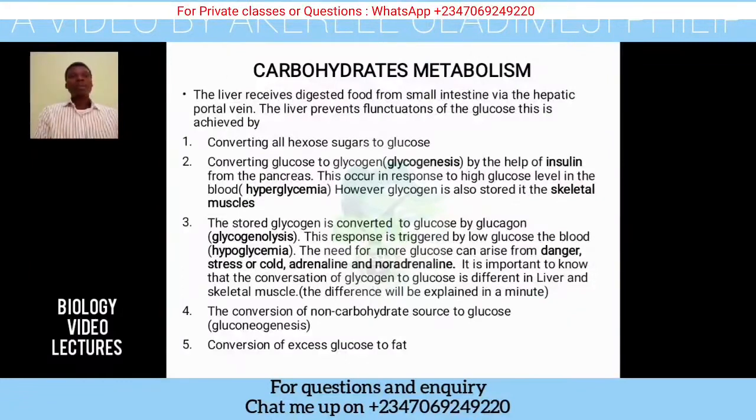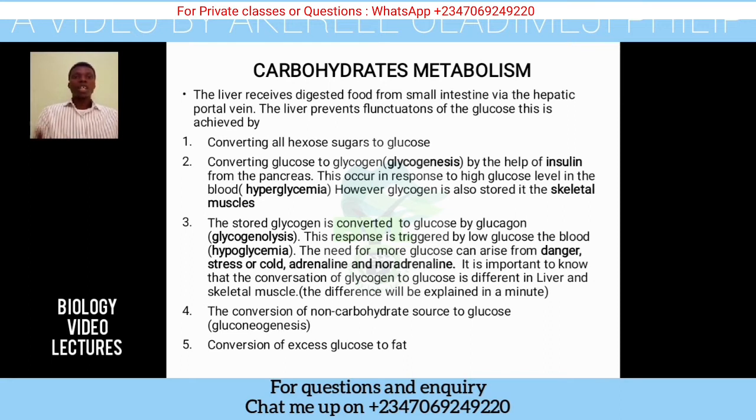So, carbohydrate metabolism. The liver receives digested food from the small intestine via the hepatic portal vein. We saw that. Now, the liver prevents fluctuation of glucose, and this is achieved by, one, converting all exotic sugars to glucose. Because we have galactose, which is also a 6-carbon sugar, all of them are converted to glucose, which is the universal sugar, so to say.